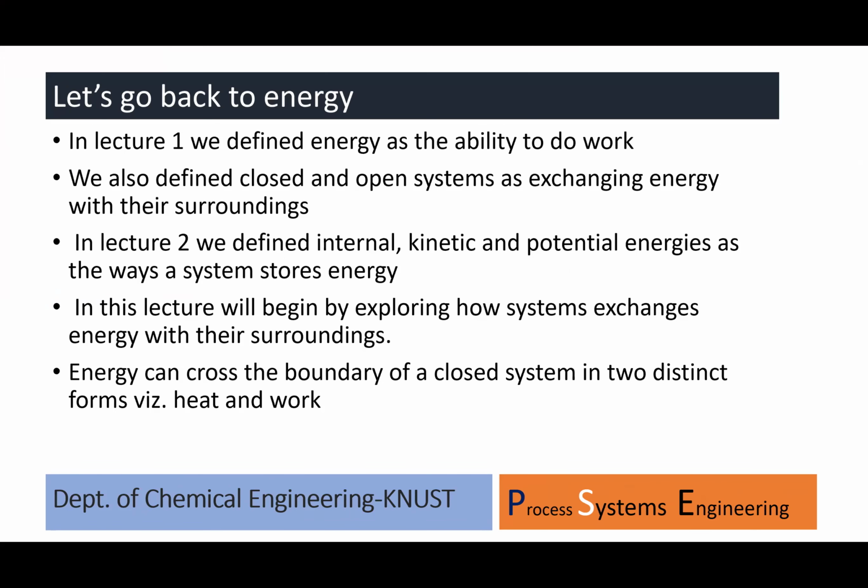So when we were dealing with lecture 1, we looked at how energy is the ability to do work. Then we spoke about the different kinds of systems we have. Then in lecture 2, we spoke about internal energy. We spoke about kinetic and potential energy, right? So now what we want to do is look at how systems are going to exchange energy with their surroundings. And one thing to take note of is that energy can cross the boundary of a closed system in two ways, namely heat and work. So energy can cross a system's boundary as heat or as work.